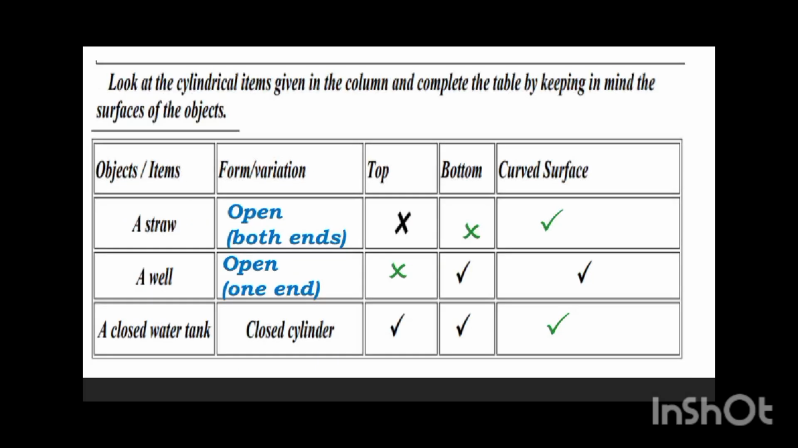Then a straw: it's open from both ends, so it does not have a top or bottom, it has curved surface area. A well: it's open at one end, so it does not have a top, so it has a bottom and curved surface area. A closed water tank, closed cylinder: it has all three things.